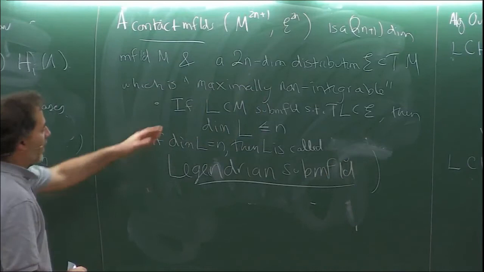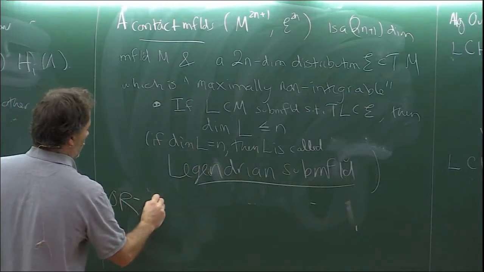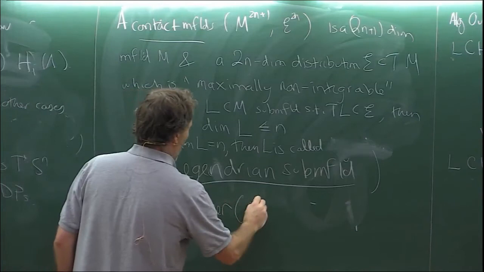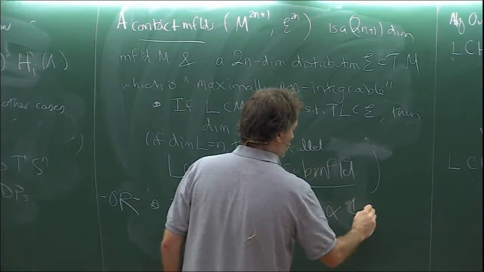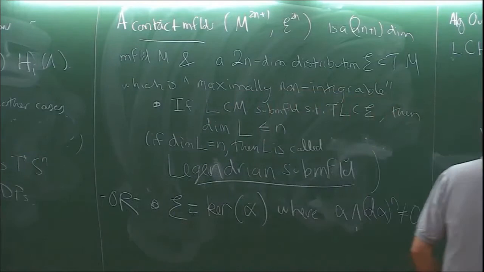So this is one way to say it. Another way to say it is, or I could say C is the kernel, at least locally, of a one form where if I take this maximal form here, I'm never zero. Alpha here is called a contact one form.